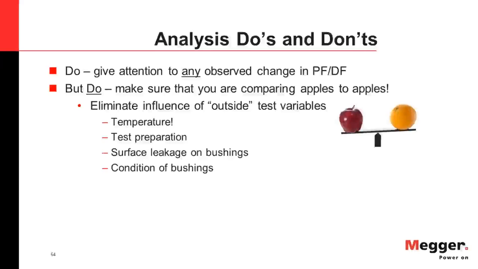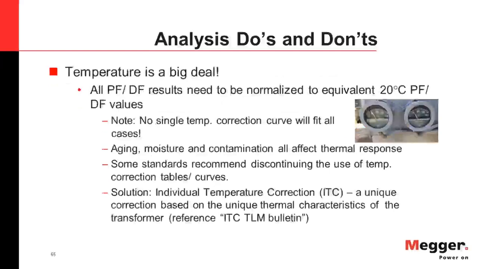So for a meaningful comparison between tests, all power factor test results need to be normalized or corrected to their equivalent 20 degrees C power factor value that adjusts for the influence of temperature. And this is the big but here. The challenge is that no single temperature correction curve will fit all cases, because a dielectric's thermal response, how it behaves with temperature, is not represented by a single curve for all conditions.